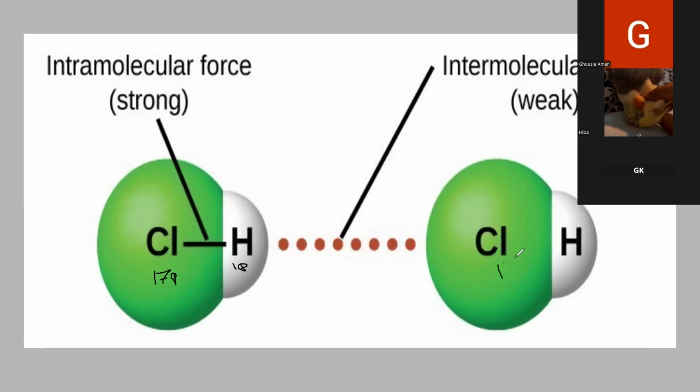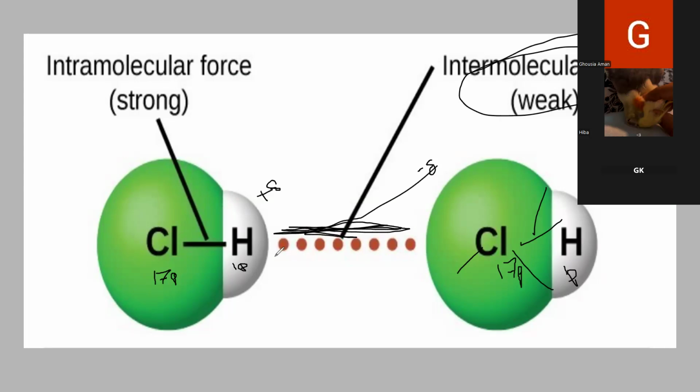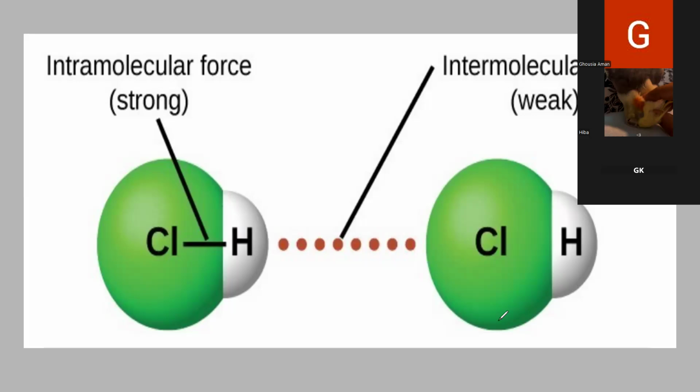Similarly, this chlorine has 17 protons and hydrogen has 1 proton. So naturally, all the electrons are more attracted to the side of chlorine. So the side of chlorine is slightly negative. The side of hydrogen is slightly positive because it is showing a tendency to send the electron to that side. So in between slight negative and slight positive, a weak force of attraction is created, which is called intermolecular force of attraction. So hydrogen chloride is another example of a polar molecule.